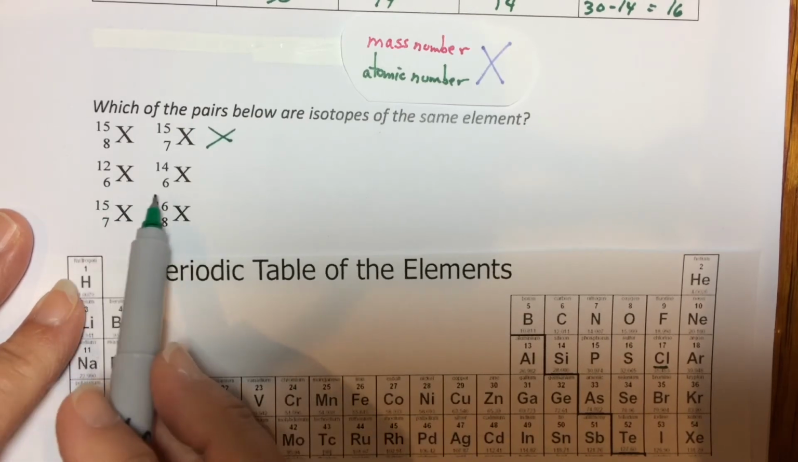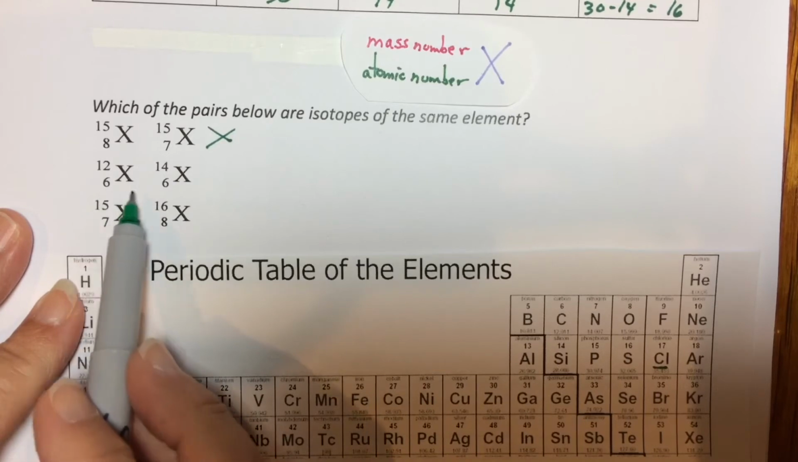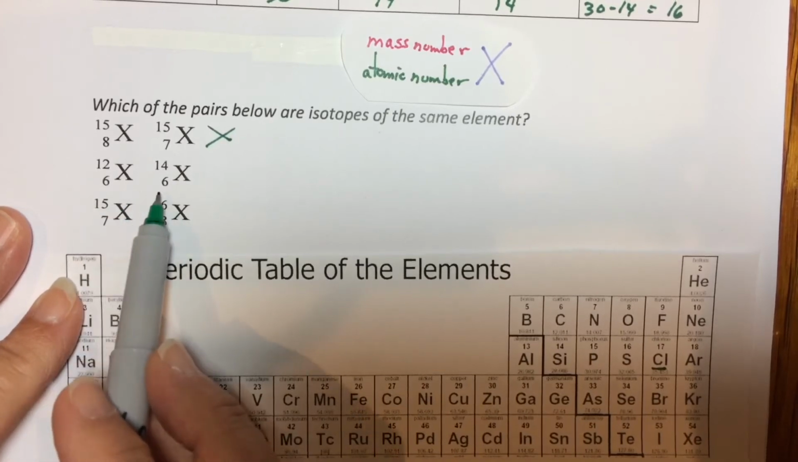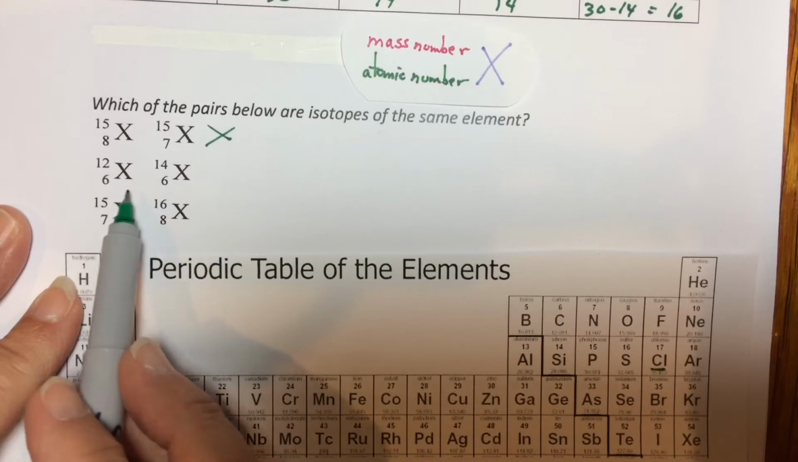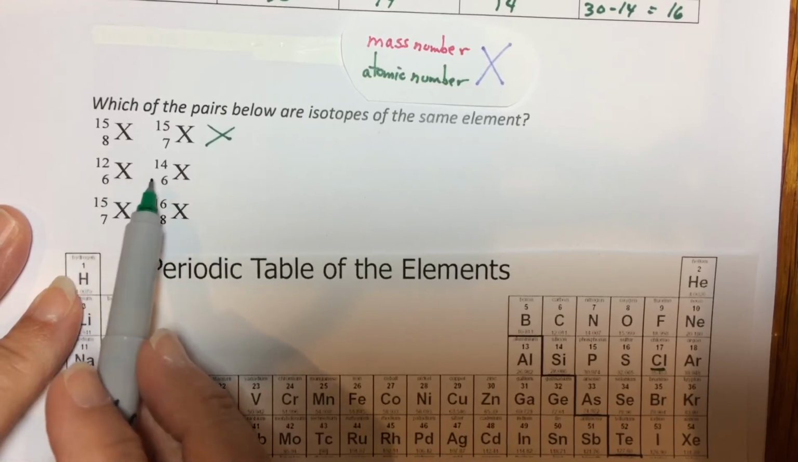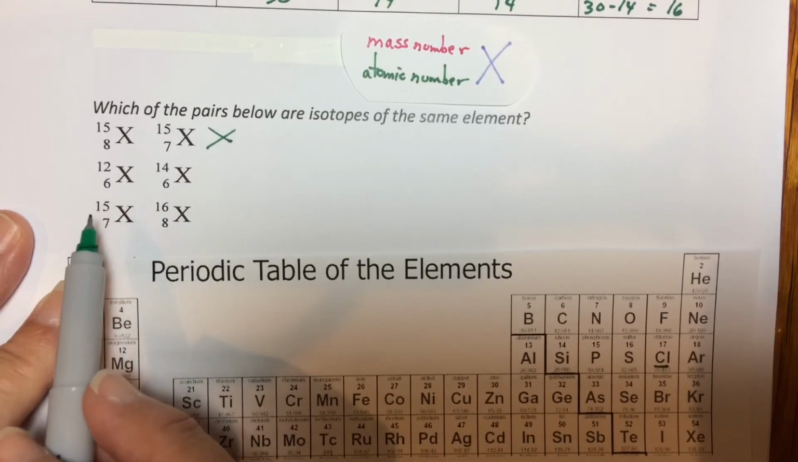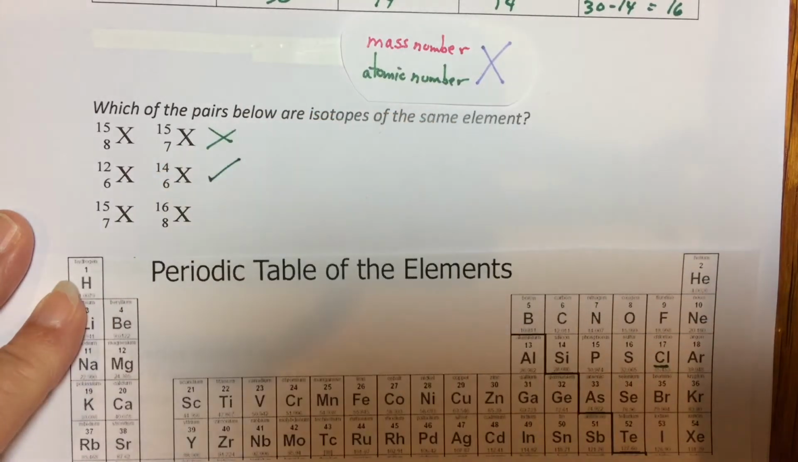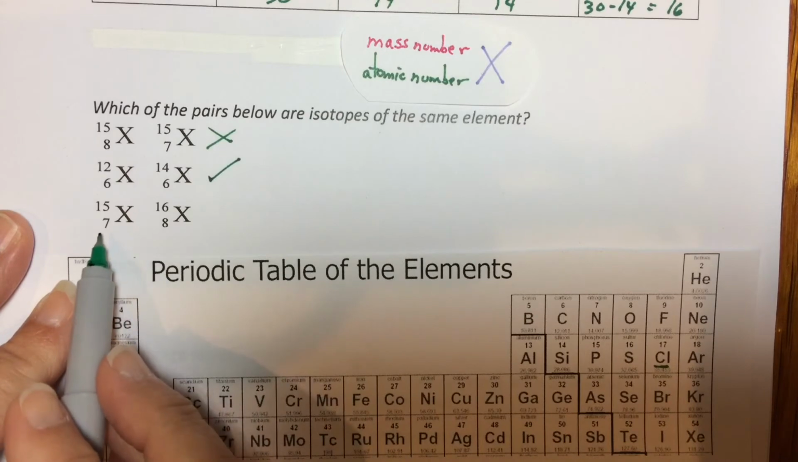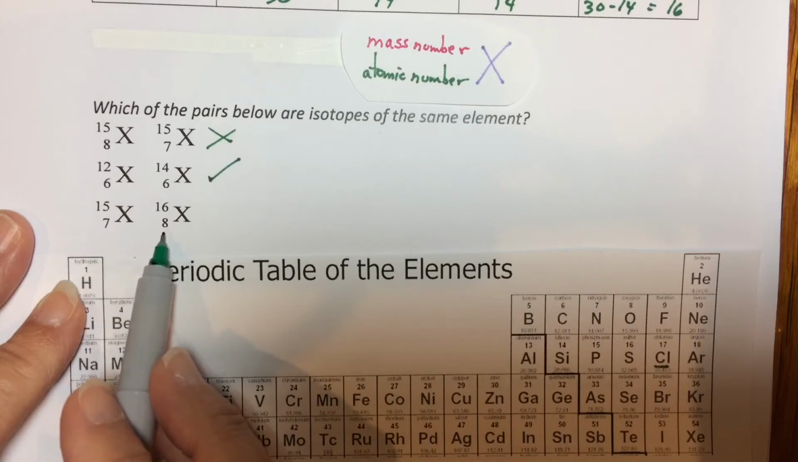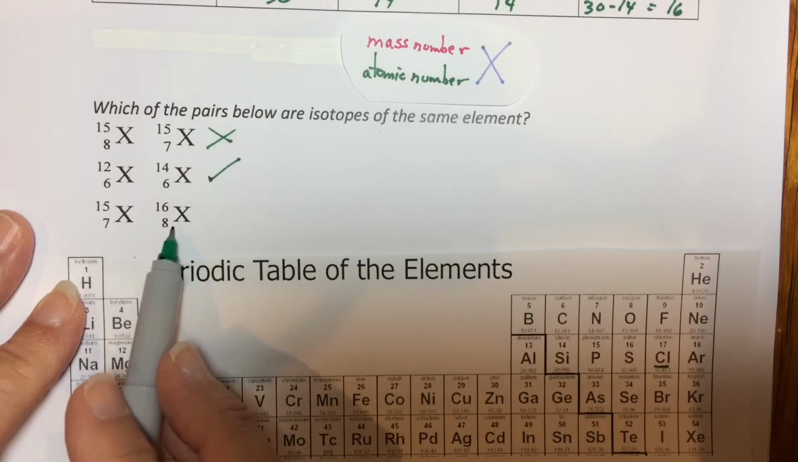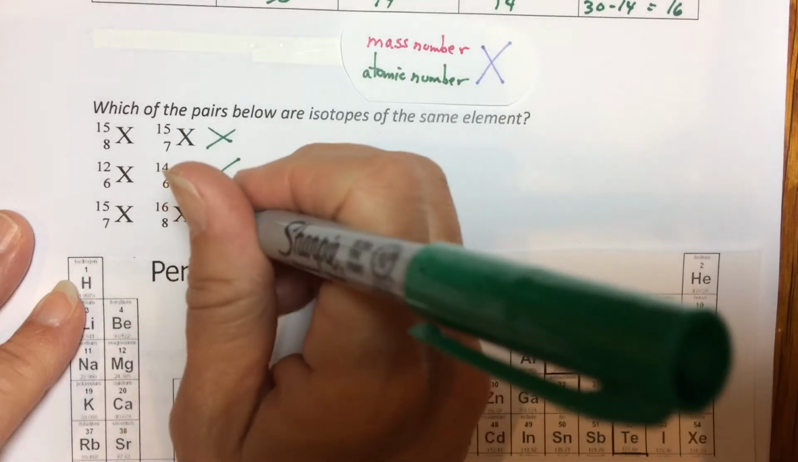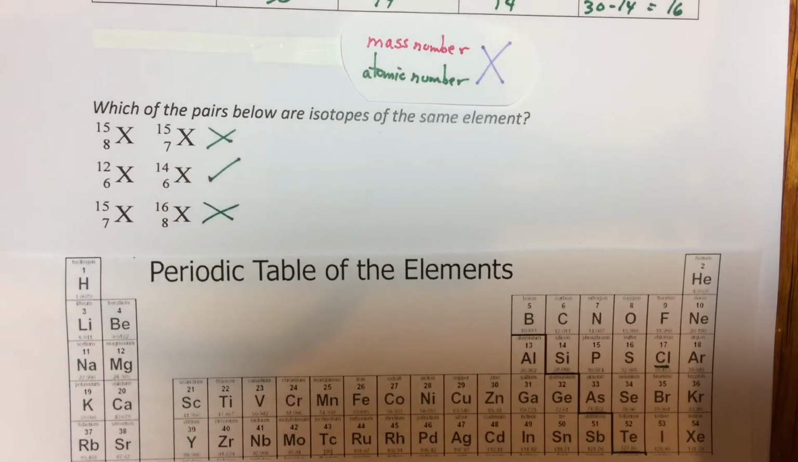These two, they both have 6 in their atomic number spot, so they're both carbons. They have different masses, but that's okay. They can be isotopes and have different masses. This is a 7 in the atomic number spot, and so that's a nitrogen. This is an 8, and so it is an oxygen. So these are not isotopes. They are different elements.